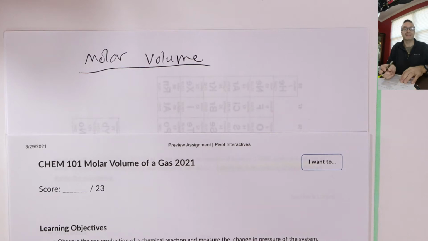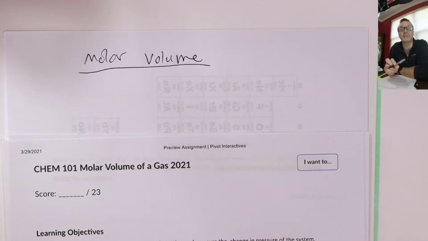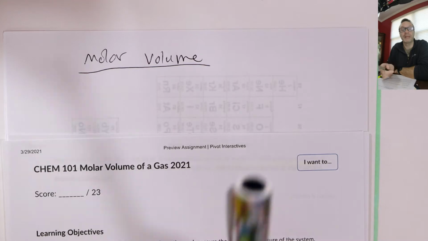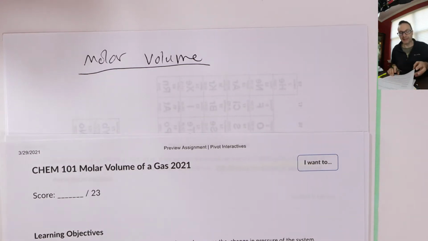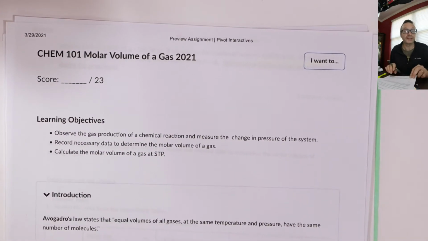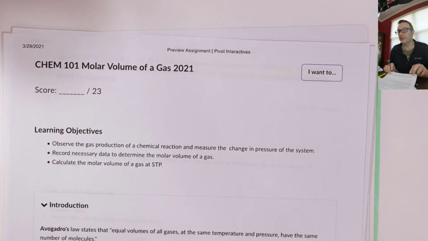Hi everyone. Going to take a look at the Molar Volume lab. This is all done on pivots. Make sure you go over the pivot to complete this one entirely there. Now, I have downloaded the experiment. It's a new one this semester, so I'll go through it with you.